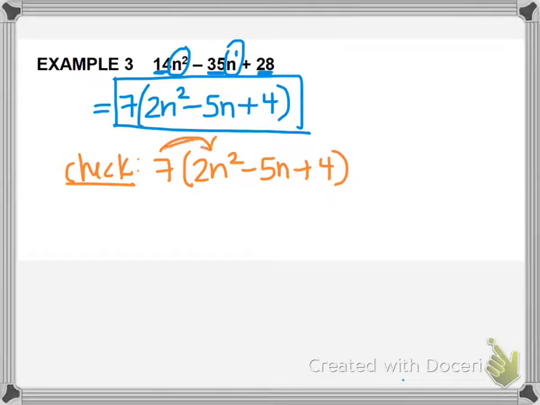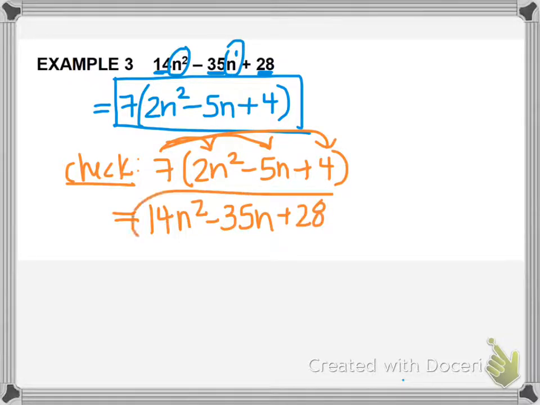We're going to distribute the 7 to each term by multiplying. 7 times 2n squared is 14n squared. 7 times negative 5n is negative 35n. And 7 times 4 is 28. Compare this with what we started with. Yes, they look exactly the same. That means my factored answer was correct.